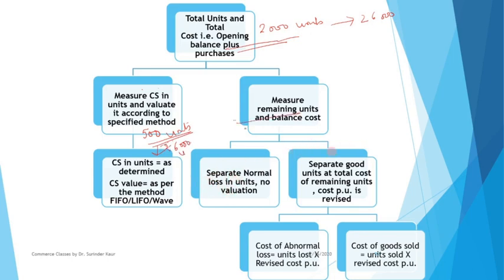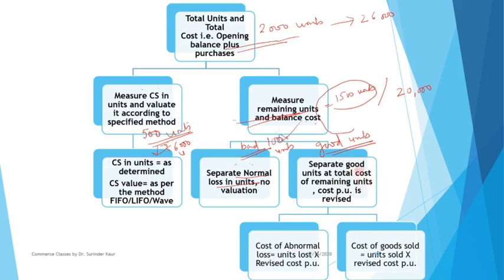So now we'll measure the cost of the remaining balance. This is done step by step. Now the remaining units are 1500 units and the cost of these units is 20,000. Now these units are either bad units, that is, lost due to normal reasons, or good units available, that is, these can be sold or disposed of in any manner. So the bad units, that is the normal loss, will be spread. So out of the total units available, the normal loss will be separated out. So suppose your normal loss is 100 units.